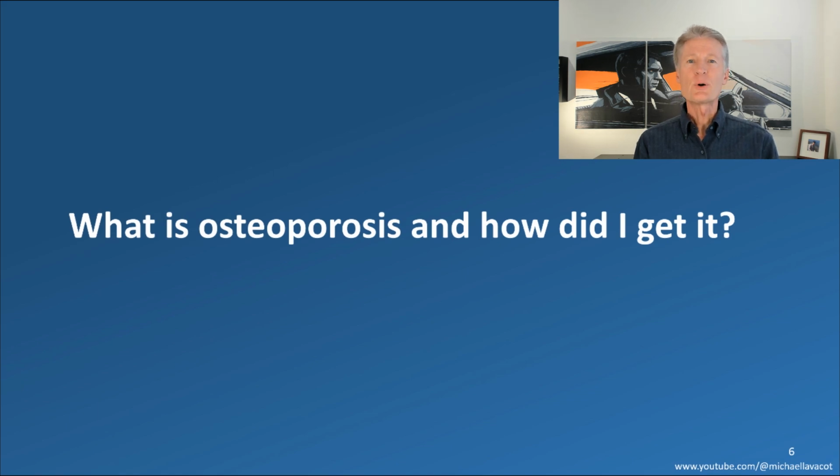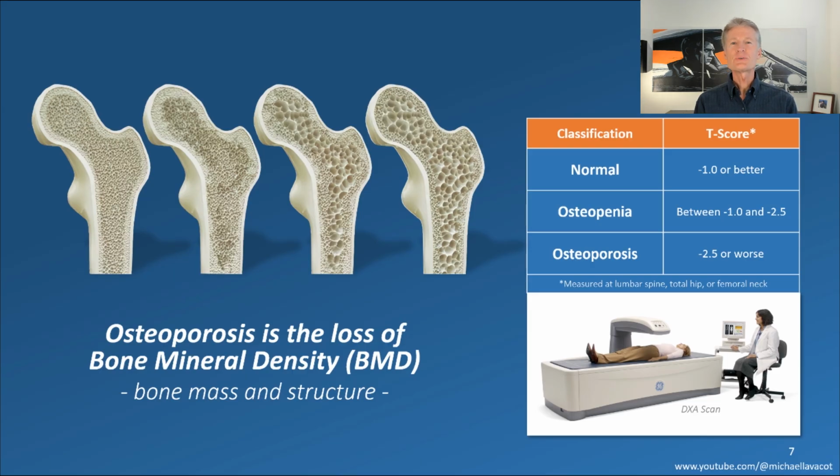So what is osteoporosis and how did I get it? Well, osteoporosis is simply the loss of bone mass and structure. And this picture here outlines it pretty well. If you look at the far left, that's more of a normal type of bone. And on the right, that's more of an osteoporotic bone. And what you see is a lot of the structure has been lost. These honeycombs are now bigger and the edges are thinner, the walls are thinner. And what that does is it weakens the bone and makes it more susceptible to fracture.